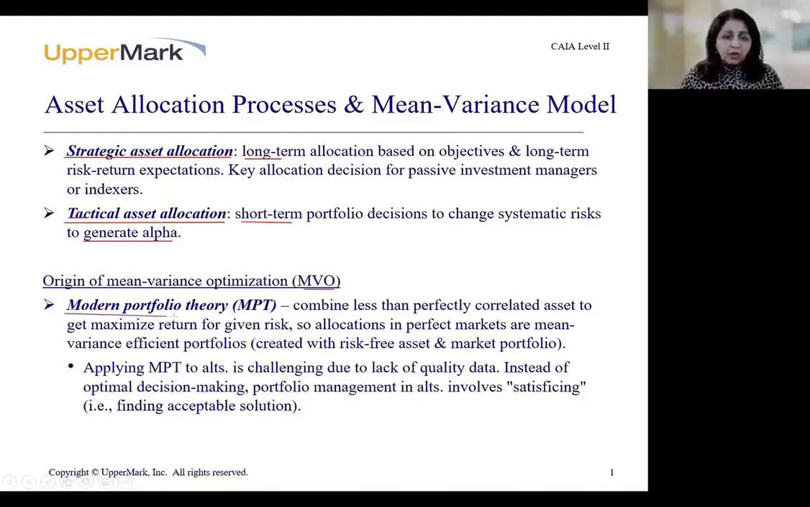And then mean variance optimization is a standard approach used to construct a portfolio. It's based on modern portfolio theory, which was developed in the 1950s. The notion behind modern portfolio theory is that if you put together assets that are less than perfectly correlated, you enhance the diversification benefit of the portfolio containing those assets. And so in perfect markets, allocations that are made in this way are referred to as being mean variance efficient.